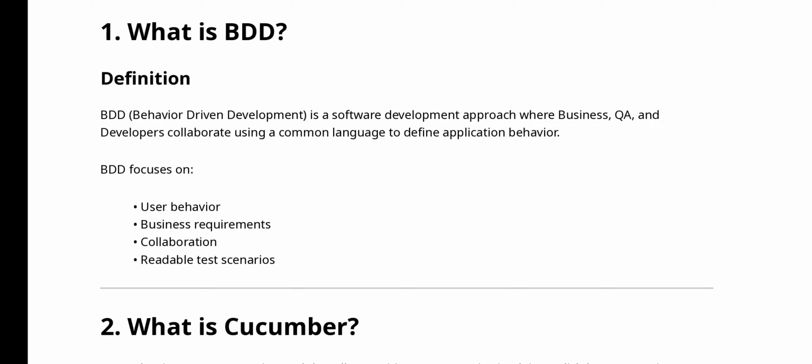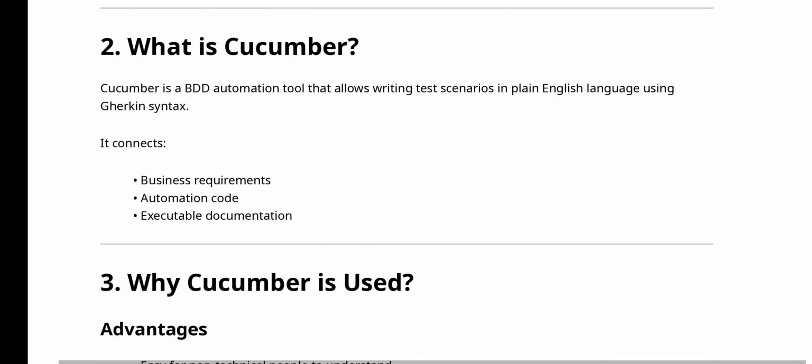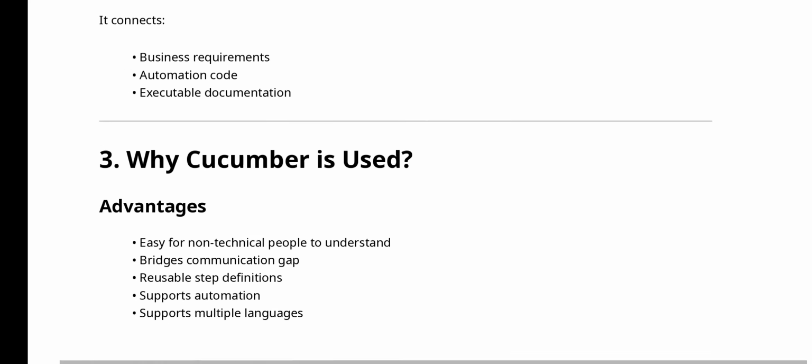It's a software development approach where business, QA, and developers collaborate using a common language to define the application behavior. BDD focuses on user behavior, business requirements, collaboration, readable test scenarios. Okay. And what is Cucumber? Cucumber is a BDD automation tool or library that allows writing test scenarios in plain English language using Gherkin syntax. It connects business requirements, automation code, and executable documentation.